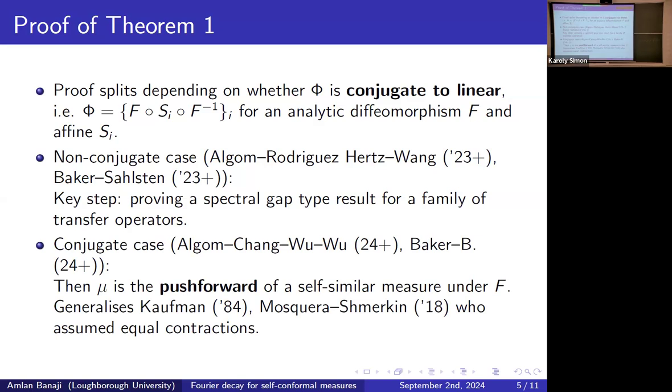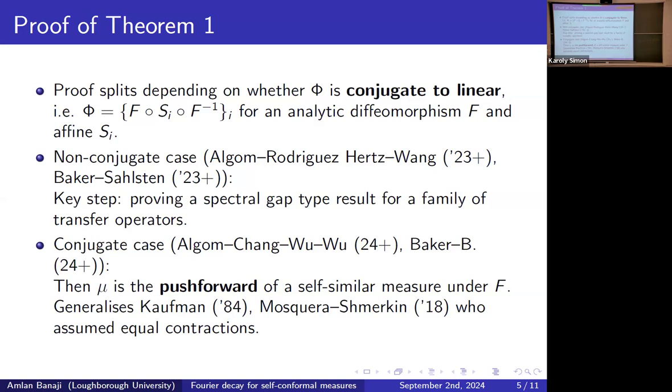The key observation here is that in the conjugate case, the measure mu is actually the push forward of a self-similar measure under the diffeomorphism F, and this is a nonlinear analytic map F. So really, this case boils down to showing that nonlinear push forwards of self-similar measures have polynomial Fourier decay.